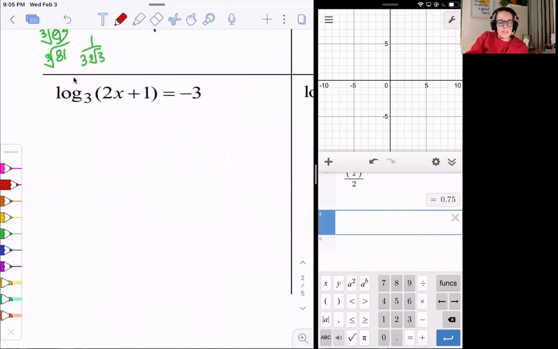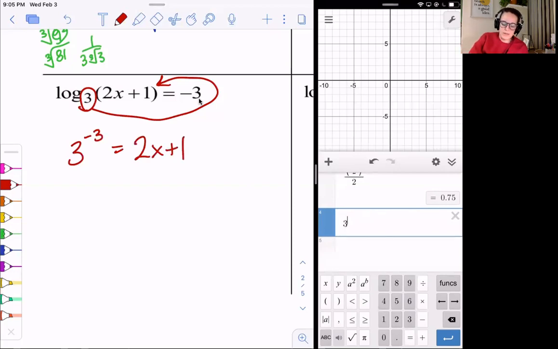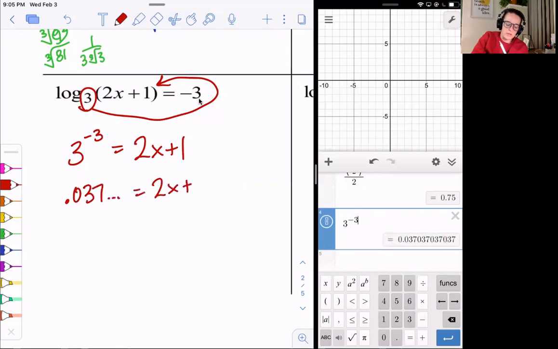So we have log base 3 of 2x plus 1 equals -3. So 3 to the power of -3 equals 2x plus 1. I'm going to use my calculator right away. 3 to the -3 is going to be 0.037... equals 2x plus 1. I'm going to write the whole number because I don't want to forget that there are all of these digits here. I'm going to use this entire thing in my calculation.